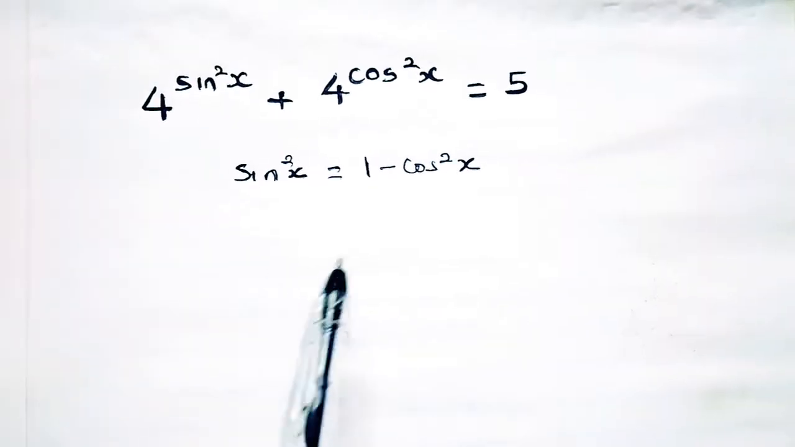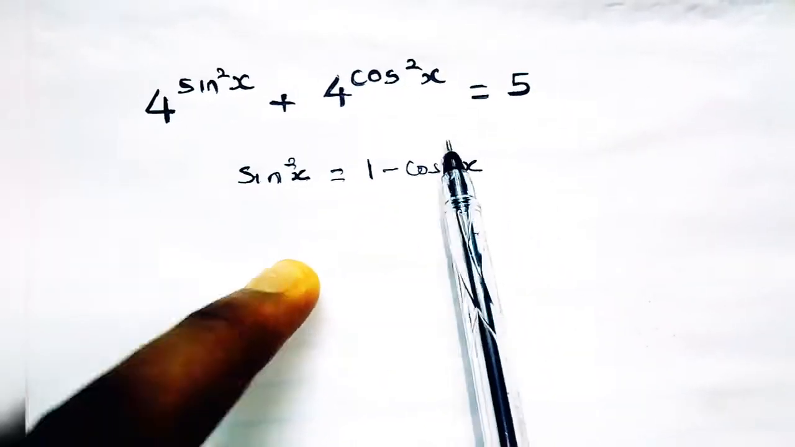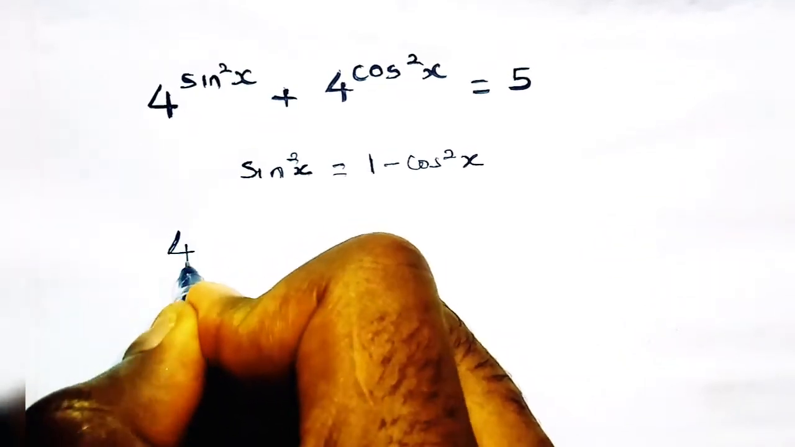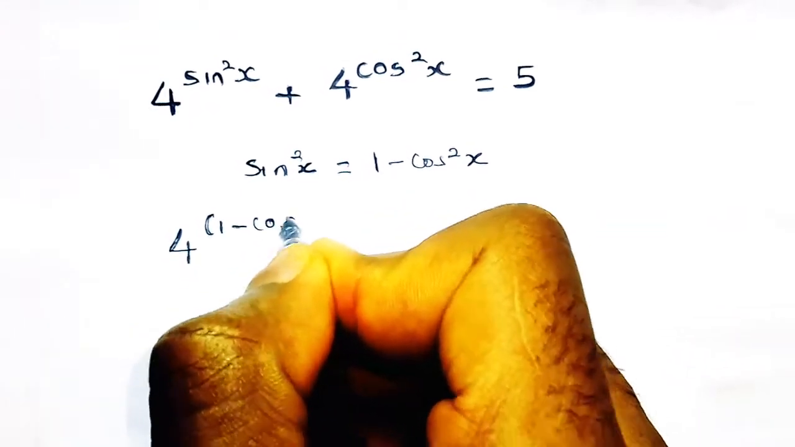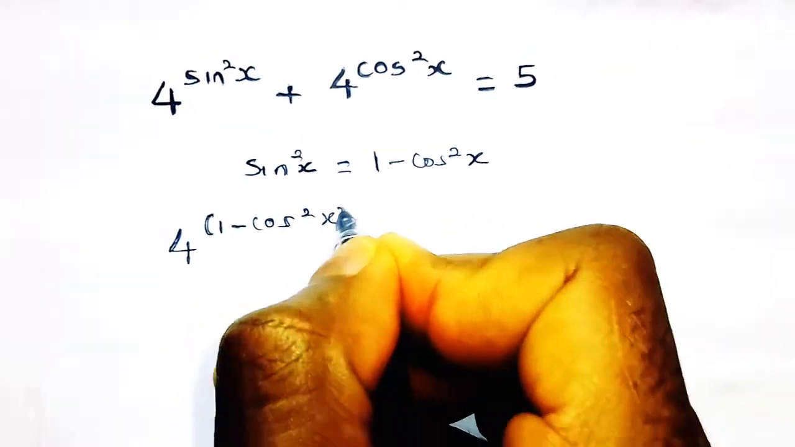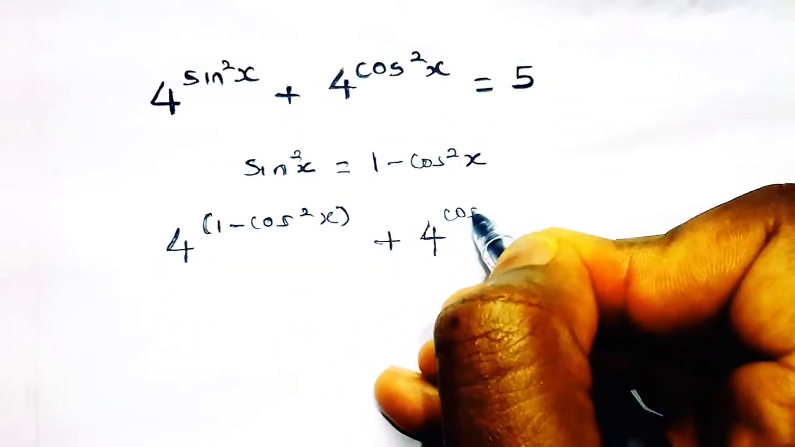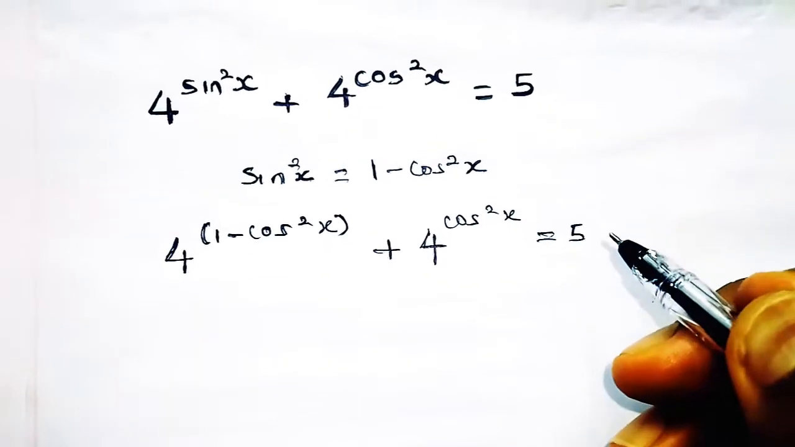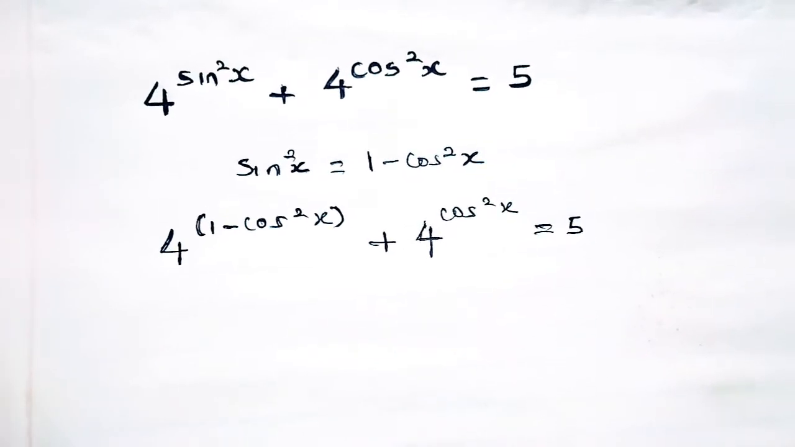We all know this identity, right? So I'm just simply going to substitute this into this. So substituting, we're having 4 raised to the power 1 minus cos square x plus 4 raised to the power cos square x equals 5. So now what's my second step?